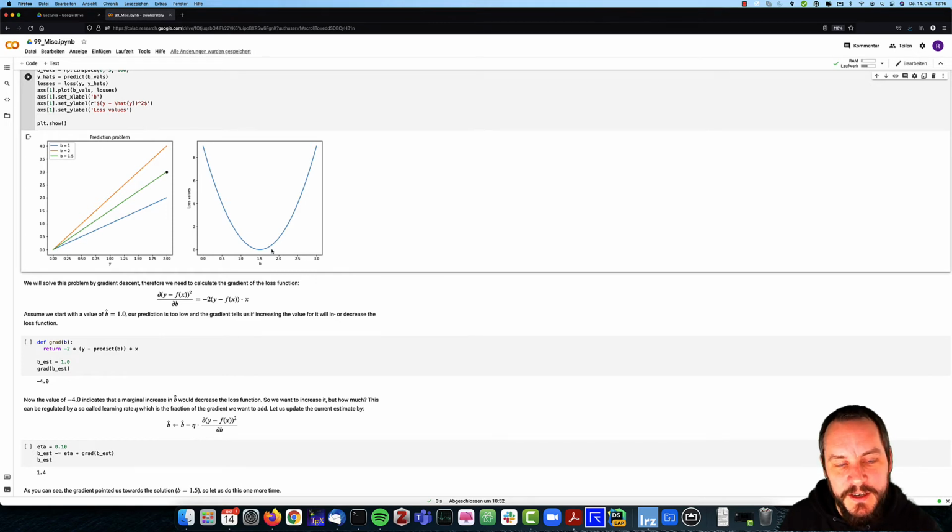The important part here is that it's plus. So that means if you would further increase our value of 2, that increases the loss function, which is true, as you can see here. So if we are at the value of 2, then the gradient is plus 4.